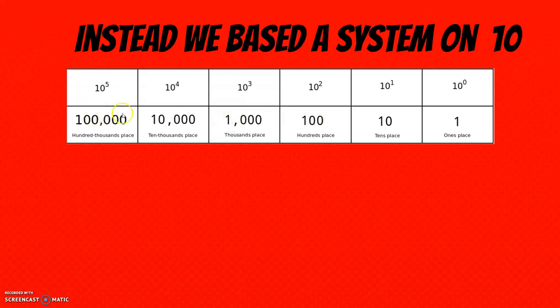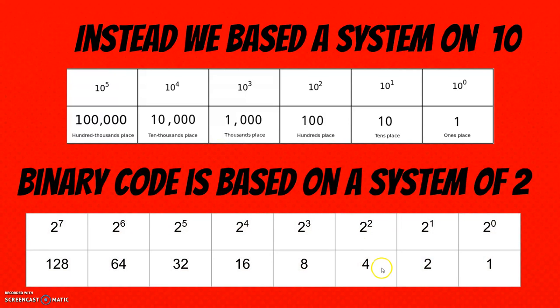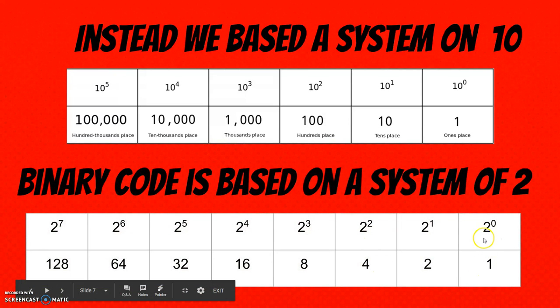Now imagine, instead of using 10, we only had 2. So the first spot would mean 2 to the 0 power, which is 1. The second spot would mean 2 to the first power, which is 2. The third spot would mean 2 to the second power, that's 4. And so wherever the zeros and ones are, that's what it would be.